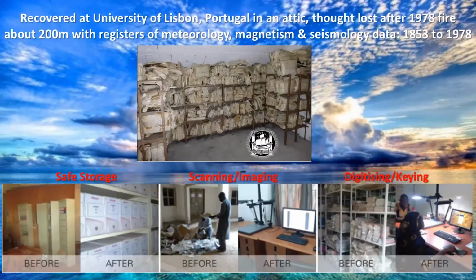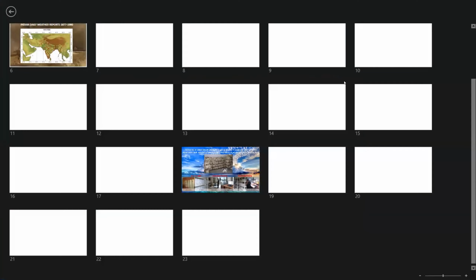So the bottom bit is really to say you want to store this old data safely, you want to scan it, image it if you can, and obviously digitize it and make it available for the wider community and the local spots.